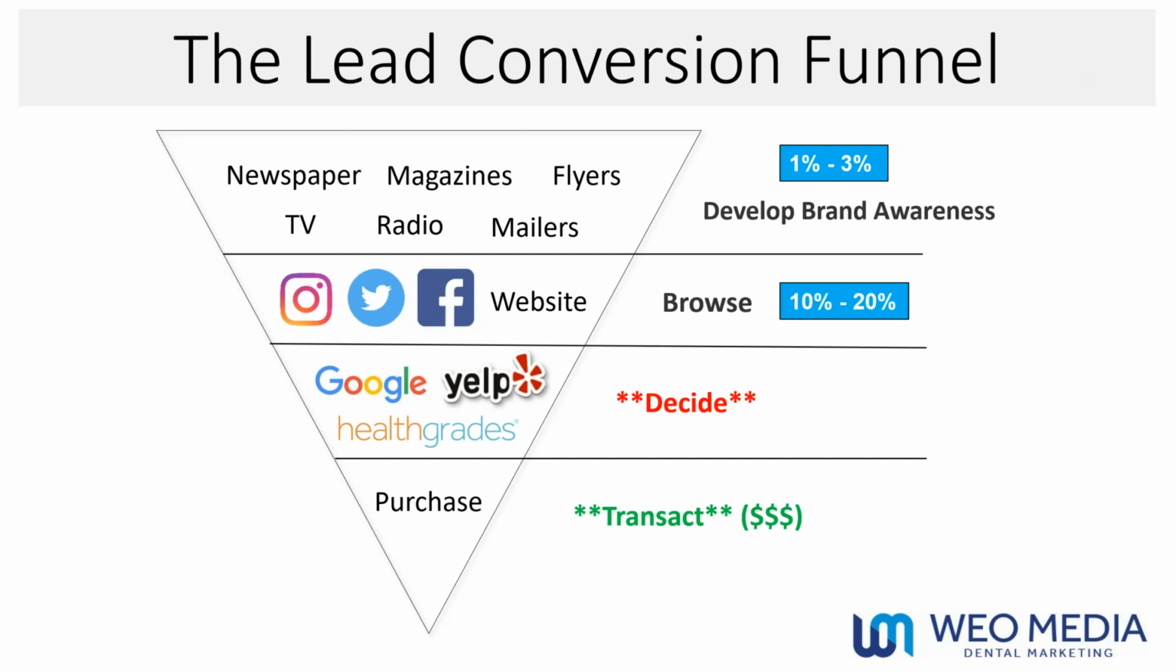Now compare that with our website and our social media platforms. Those typically convert about 10 to 20%, meaning for every 100 people who hit my website, I'll generate between 10 and 20 phone calls. That converts much better than mailers. Now compare that with review sites. This is where it gets really interesting. If we look at the traffic on your Healthgrades page, your Yelp page, or your Google business listing versus the calls generated from that traffic, it's 40 to 70%, much higher.